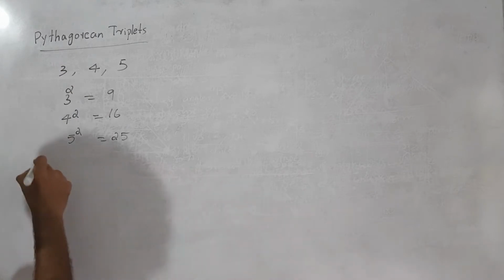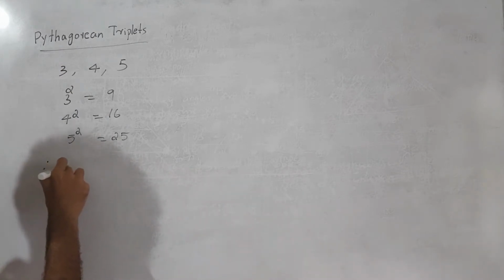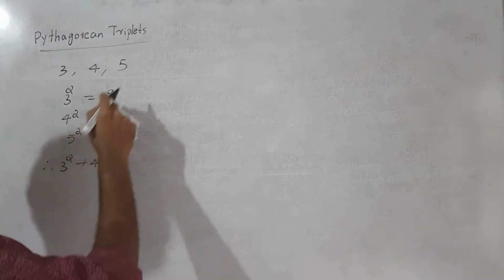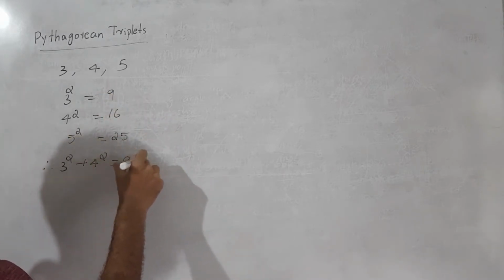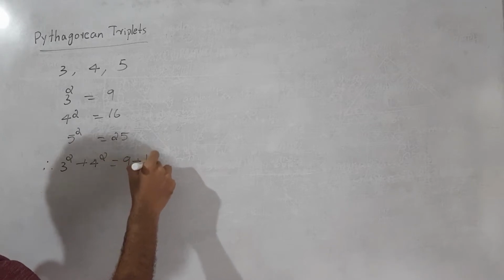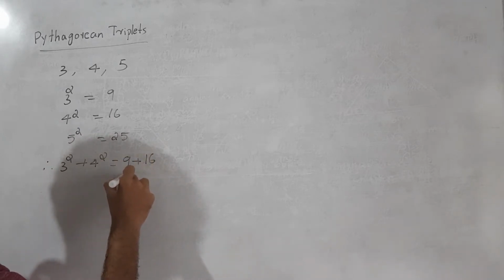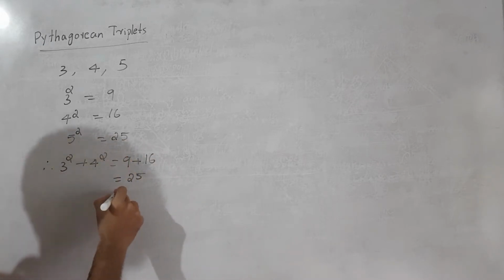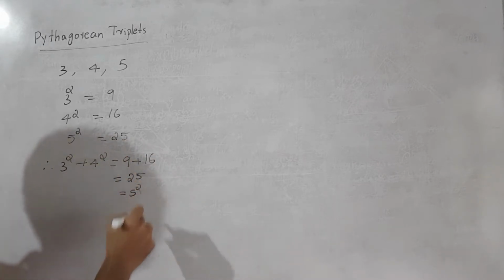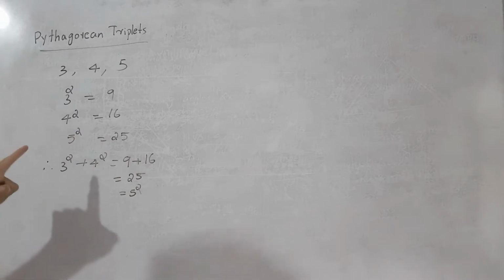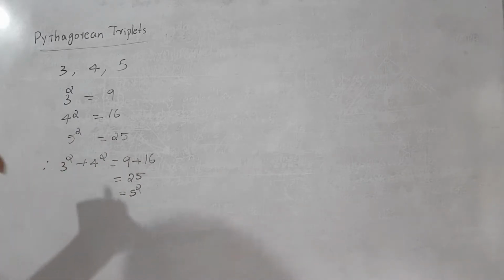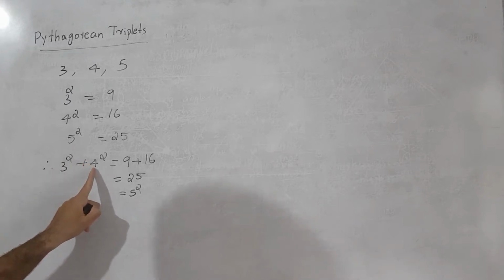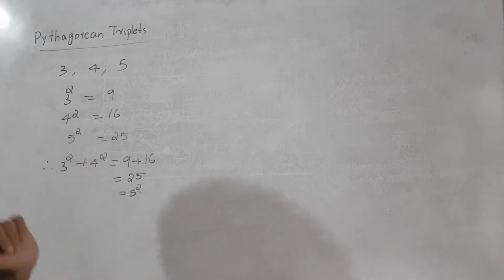Therefore 3 square plus 4 square is equal to 9 plus 16, which is equal to 25. What is 25? 25 is the square of 5. So what did we get? The sum of the squares of two numbers is equal to the square of the third one.